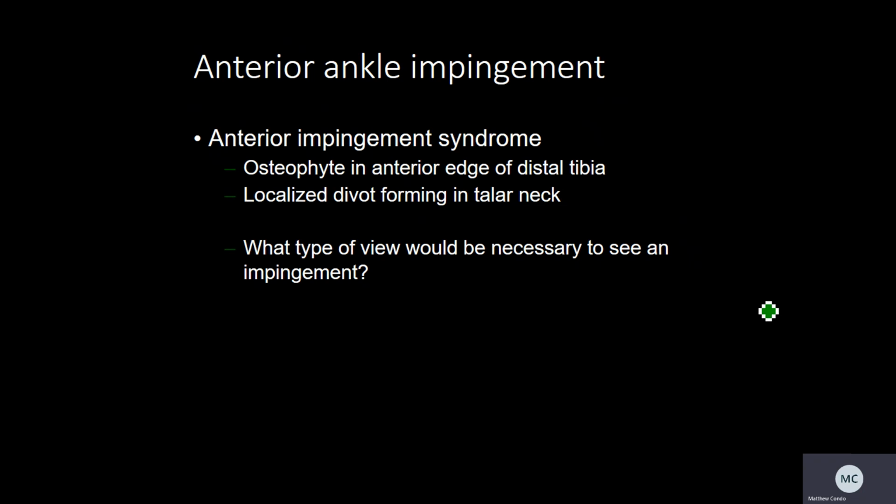Anterior ankle impingement syndrome, another big one you guys are going to have to watch out for. We see a lot of this in the clinic. Typically what we're going to see is an osteophyte on the anterior edge of the distal tibia. And sometimes you're going to see a divot in the talar neck. So the distal tibia has actually worn away a portion of the talar neck. Now think about this. What types of views do we need? Probably going to need an AP, probably a mortise, lateral if the symptoms lead us that direction, but we definitely are going to need to see an AP and a mortise with this.